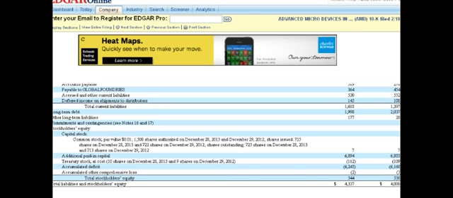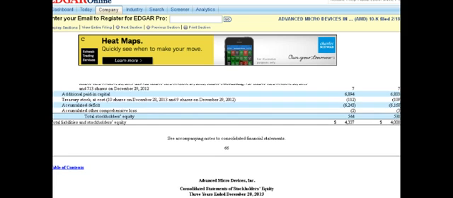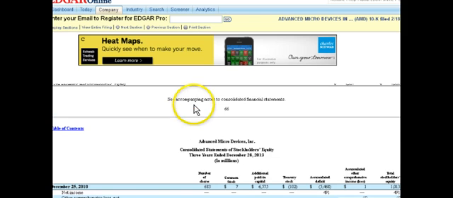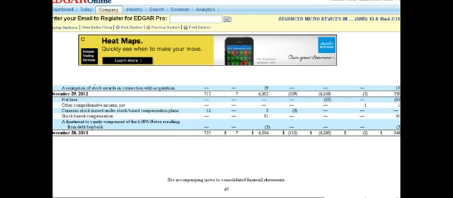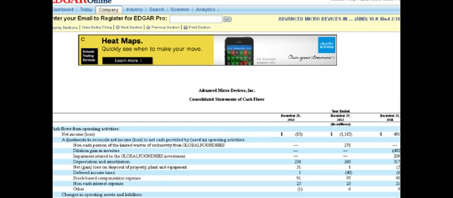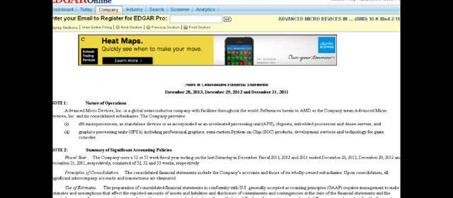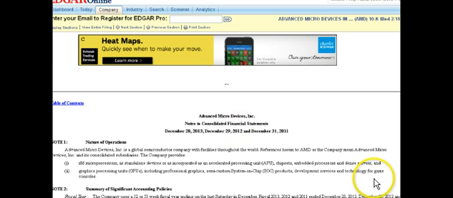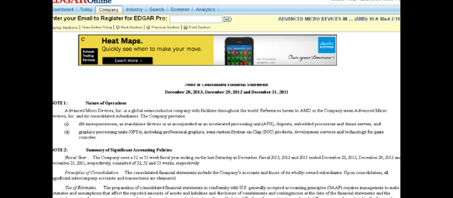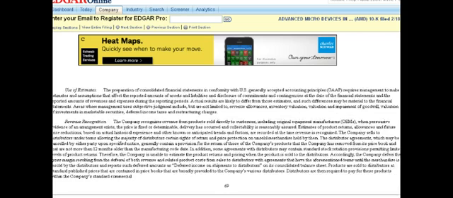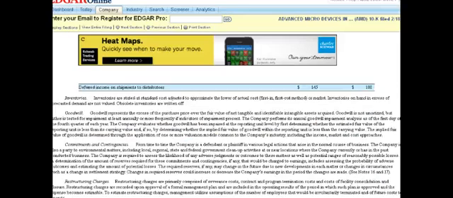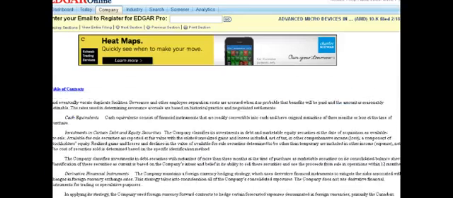Now what we want to do is look at where it says see accompanying notes to consolidated financial statements. We're going to go into the footnotes. And we're going to see, here are the notes. Notes to consolidated financial statements. Note 2 talks about summary of significant accounting policies. And we are looking for notes regarding how they're carrying the bonds.